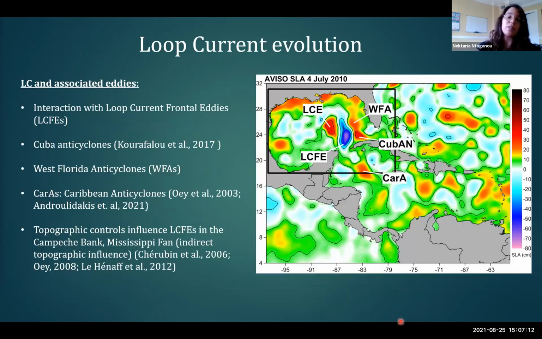The Loop Current is associated with the Gulf of Mexico ridge eddy field, and it strongly interacts with the Loop Current frontal eddies, which are cyclonic eddies that propagate around the Loop Current and facilitate the Loop Current Eddy detachment. The Cuba anticyclones are formed either inside the main LC body and evolve there, or are released by the current and advected eastward. The West Florida anticyclones are also released by the Loop Current when it impinges on the West Florida shelf and propagate northwestward along the isobaths. And the Caribbean anticyclones interact with the Loop Current through exchanges that take place in the Yucatan Strait.